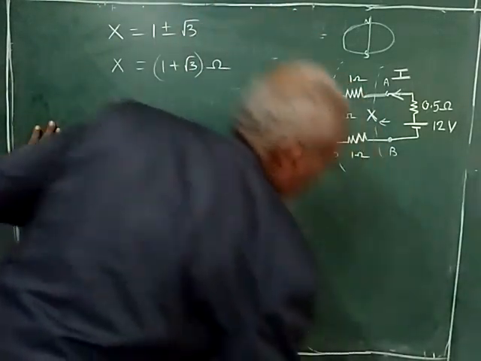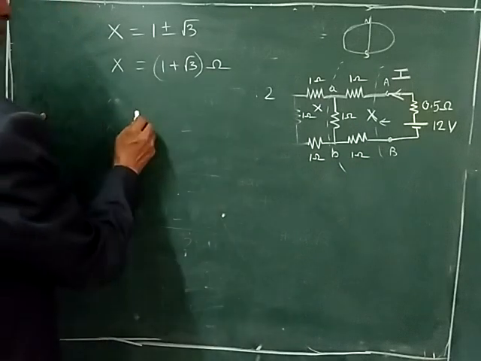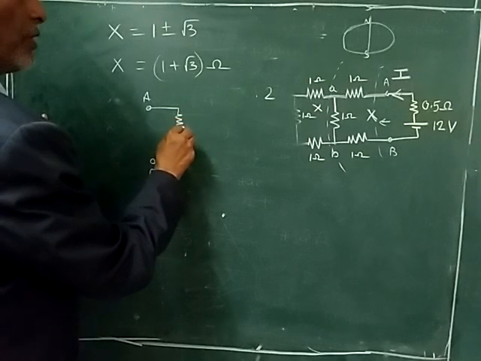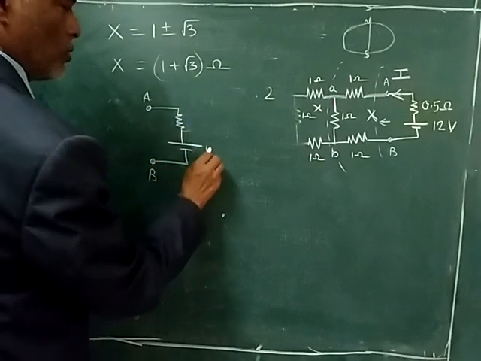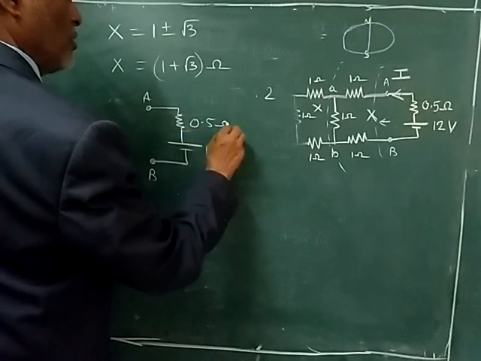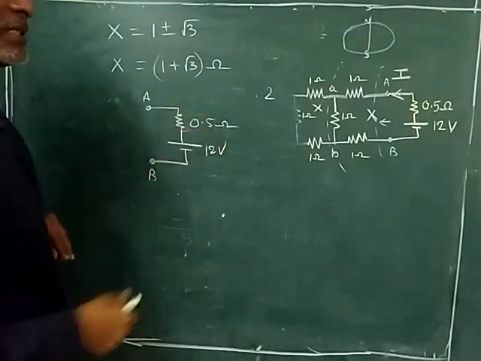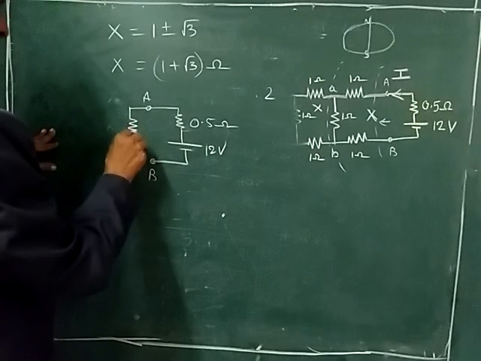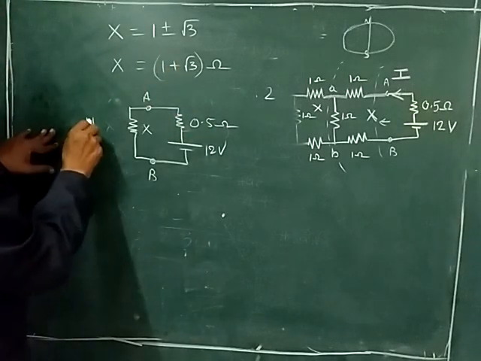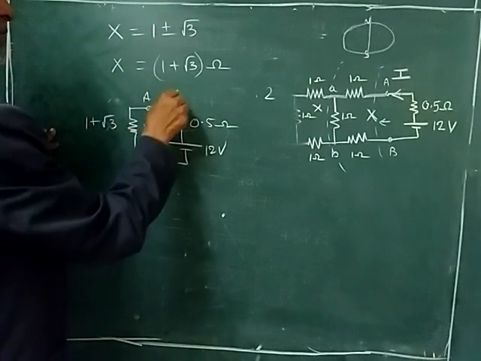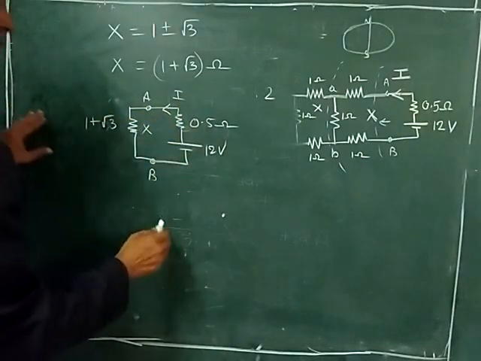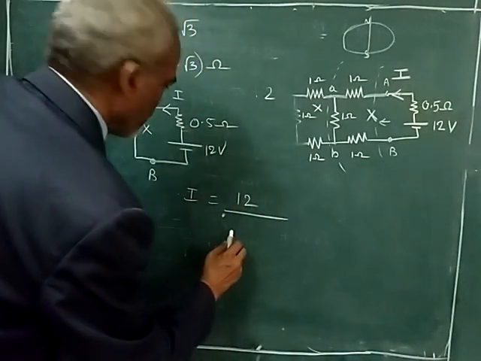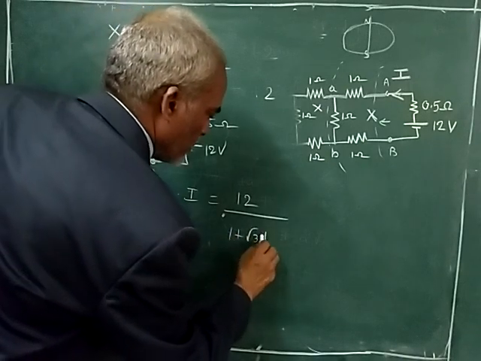Solve for the current in the circuit. So this is x. Between A and B we have 0.5 ohms in series with the 12 volt source. Actually this 0.5 ohms is the internal resistance of this 12 volt battery. And then we have x. This is x. What's the value of x? 1 plus root 3. What is the question asked? Find the current. Now these two are in series. So current is equal to applied voltage, which is 12, divided by, these two are in series, so 1 plus root 3 plus 0.5.